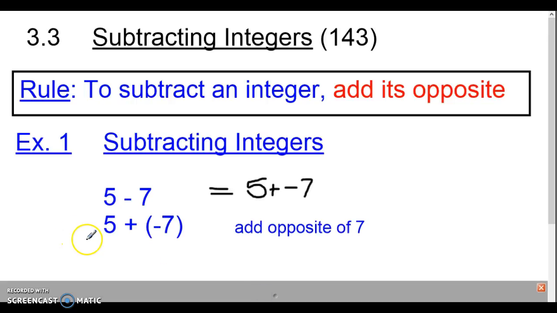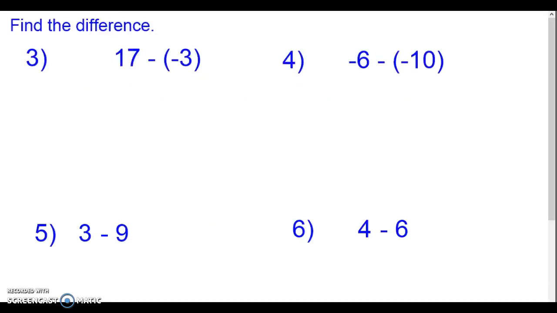One of the things we like to use in 6th grade is keep, change, change. And it's a little song we sing. So you keep the first integer, you change the subtraction sign to an addition sign, and then you change your positive number to a negative number. And if you had a negative number, you change it to a positive number, which we'll go over in the next slide.